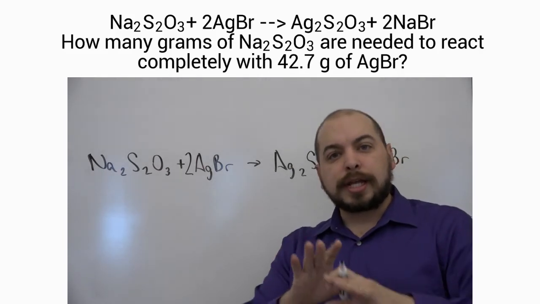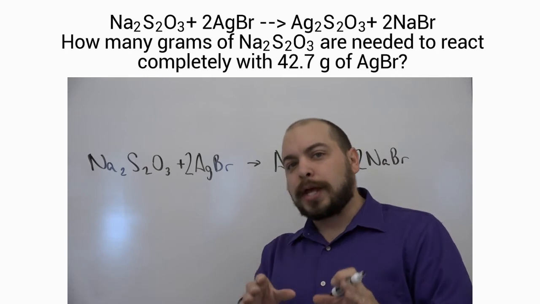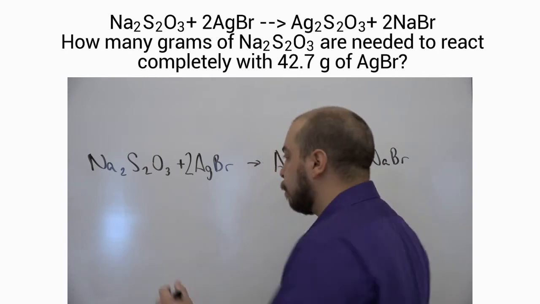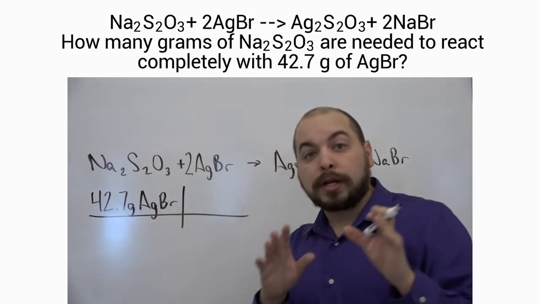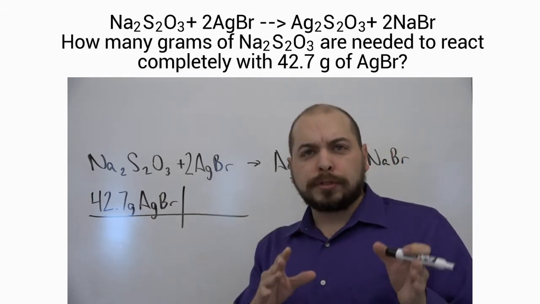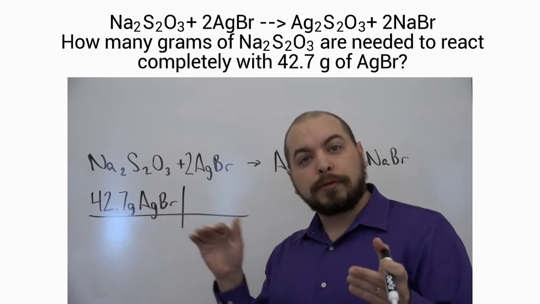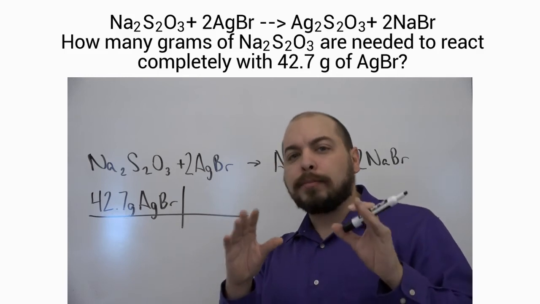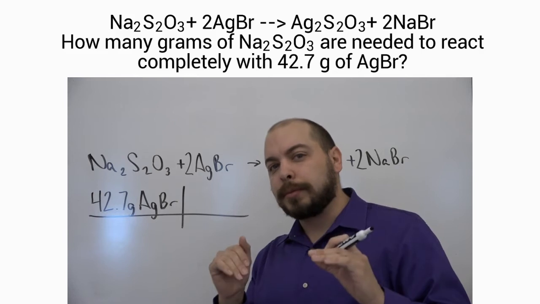In this case, just like in any other, we're going to start with what we're given. And in this case, we're given that we have 42.7 grams of silver bromide. We want to convert from grams of silver bromide into grams of sodium thiosulfate. And in order to do that, we first need to go from grams of silver bromide into moles of silver bromide. We do this by dividing by the molar mass of silver bromide, which is 187.77 grams per mole.